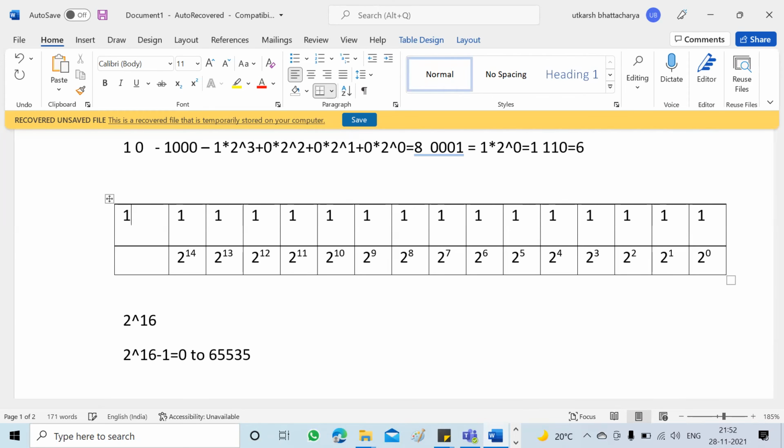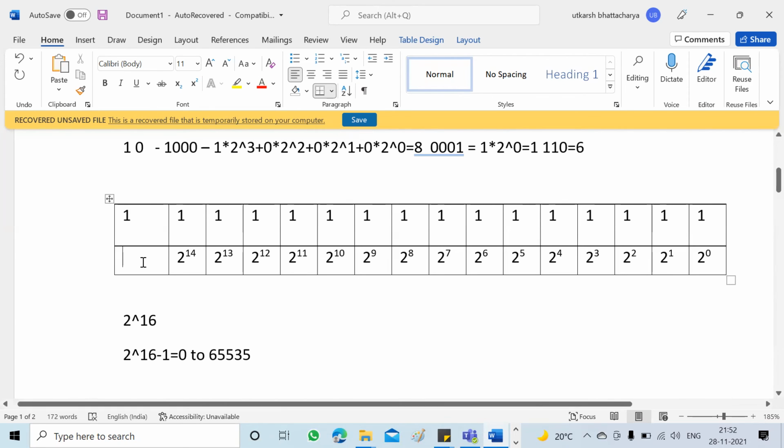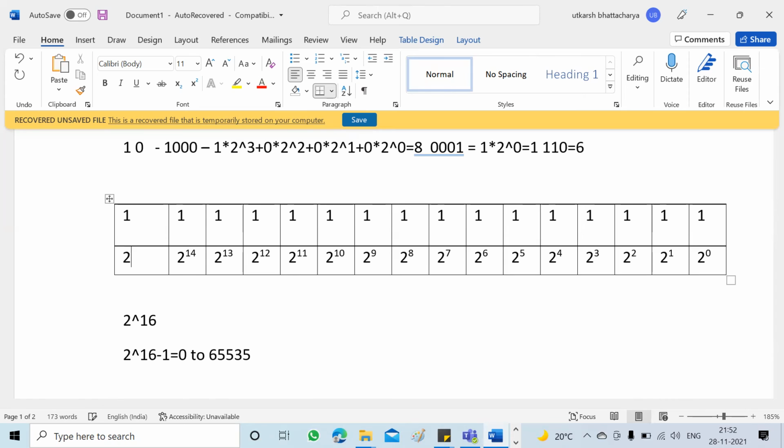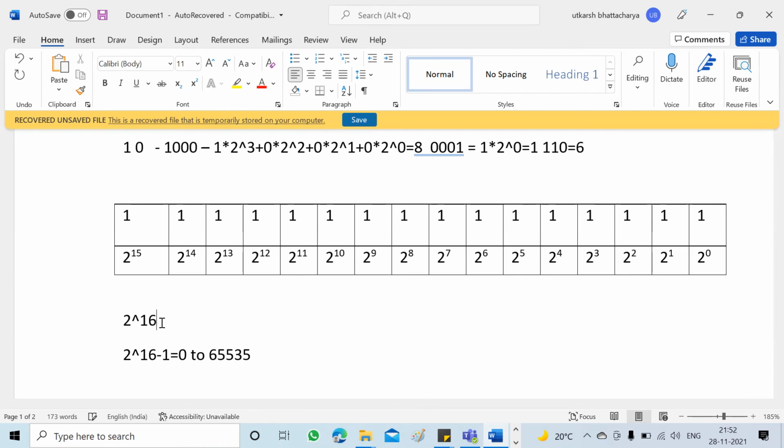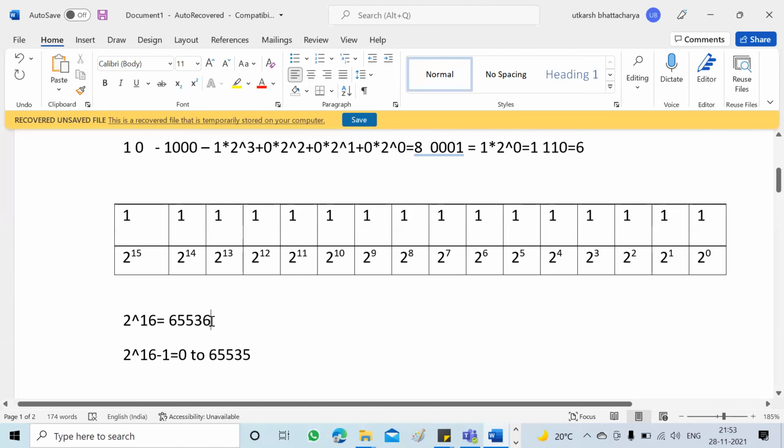First I remove this. So now 2 to the power 16. Okay, now this is correct. If you calculate the value of this, it is going to be this much, 65536. That is, the range is this big. That means you can store from 0 to 65535 integer values.